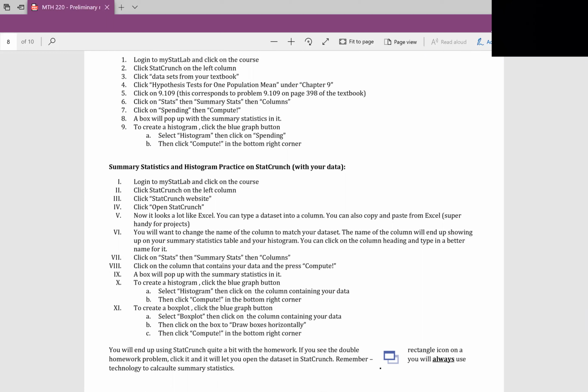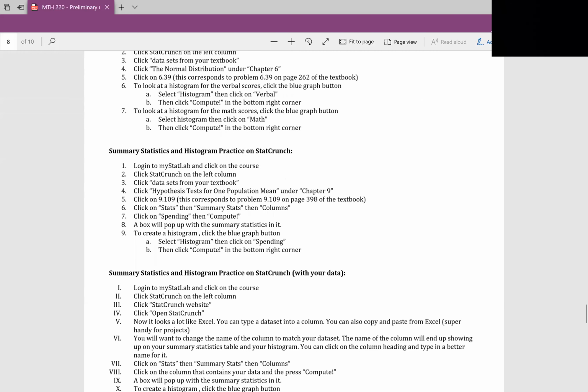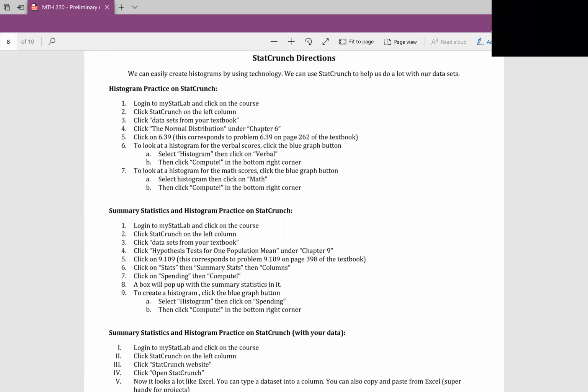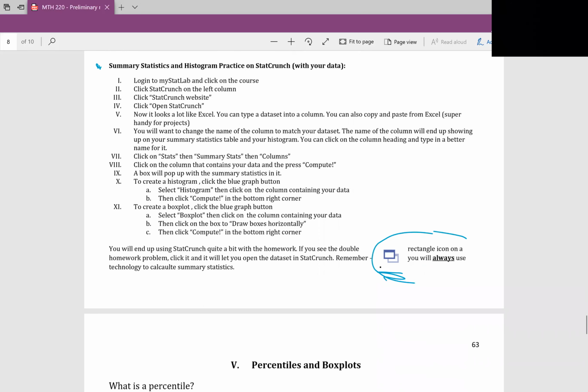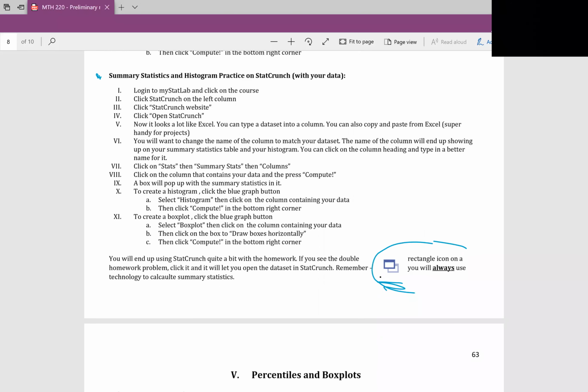If you have a problem that gives you data, it's also going to give you this little rectangle icon. That's what you will always click on, and it will open your data in StatCrunch. Then you can follow these instructions on either histogram practice, summary statistics and histogram on StatCrunch, or summary statistics and histogram practice with your own data. Okay, and that is where I'm going to end the preliminary notes to case study 2, part 2.